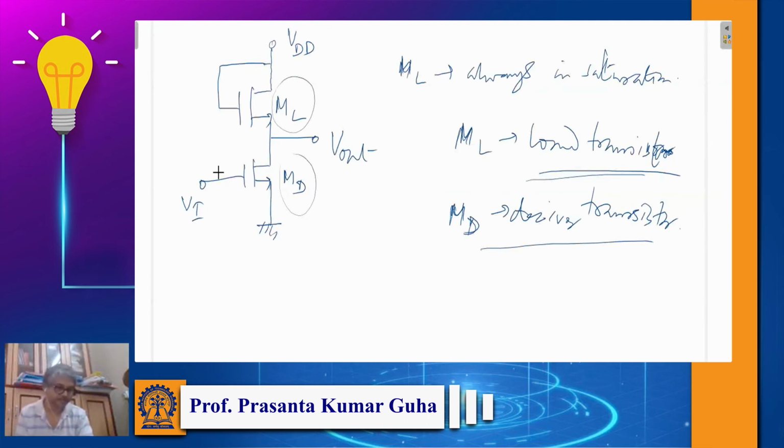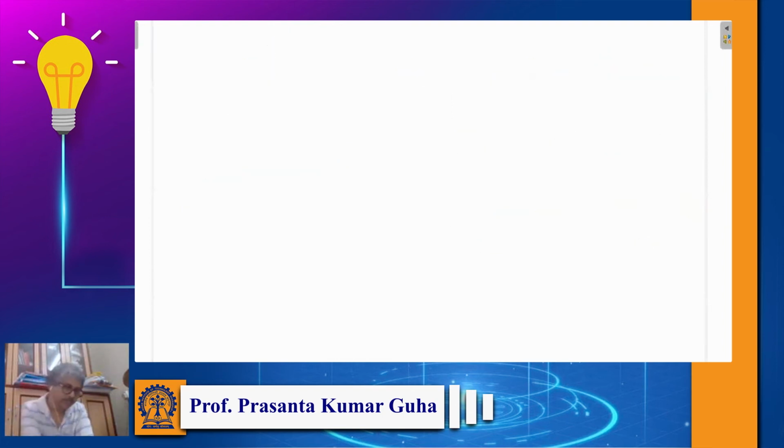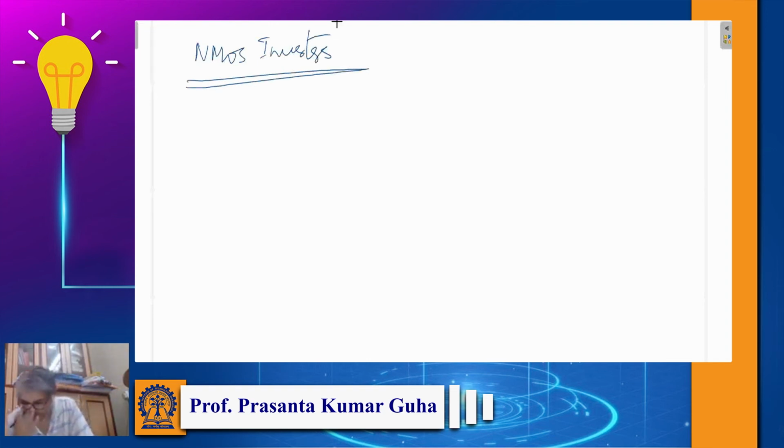Now again, like in BJT, we can use a MOSFET as an inverter, although I probably didn't mention BJT inverters explicitly, but I'm just mentioning here, say, an NMOS inverter. What is an inverter? An inverter is basically a digital gate.